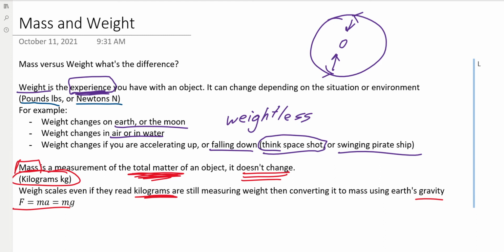All right, I hope that this video helps you guys understand mass and weight a little bit better. And the idea that weight is the experience, mass is the total matter. And I hope this video helps. Good luck.